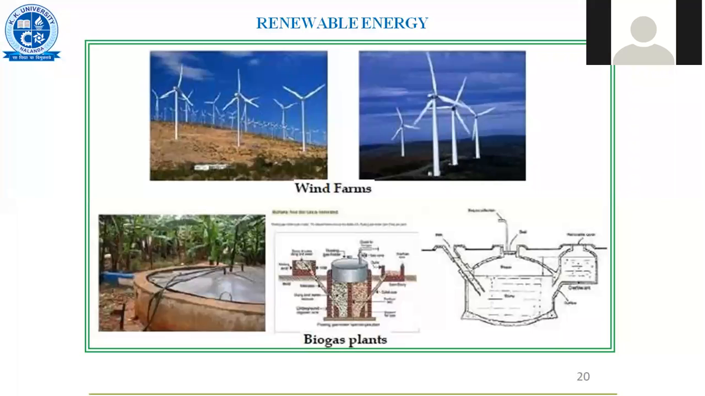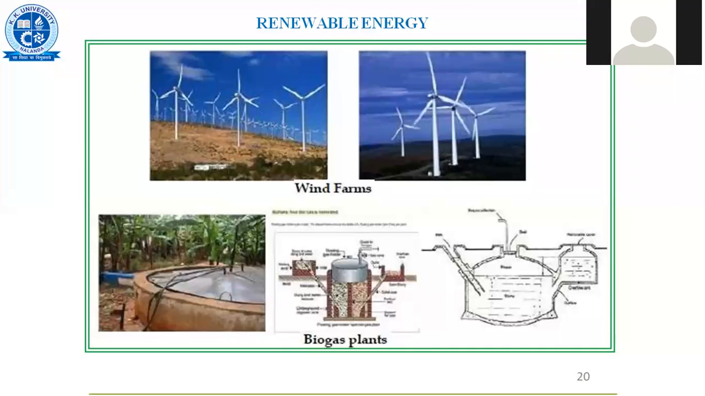So once gas gets filled in, the drum gets lifted off. Like in this picture, it just moves up, showing the volume of gas present inside the drum, and you can use that for your cooking purpose, or running the engine, or even for lighting a lamp, like a Petromax lamp.